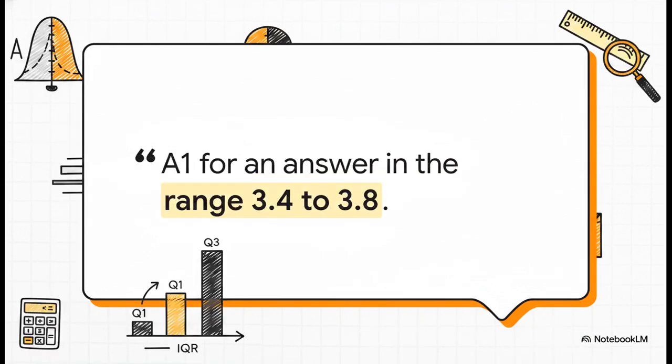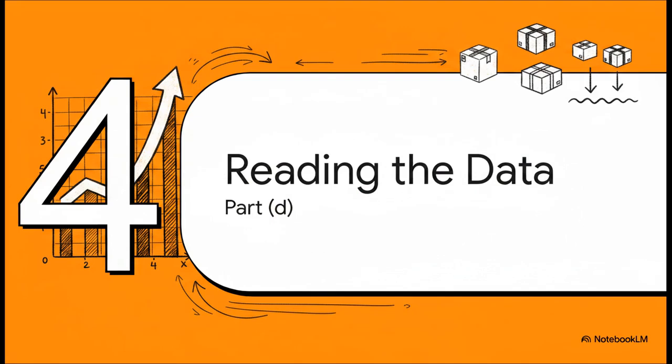And for the final A1 mark, you just subtract your lower reading from your upper reading. And don't panic if your friend's answer is a tiny bit different. The examiners know everyone's curve will be unique, so they give a range. As long as your final answer for the IQR is somewhere between 3.4 and 3.8, you get the mark. Okay, we're on the home stretch now.